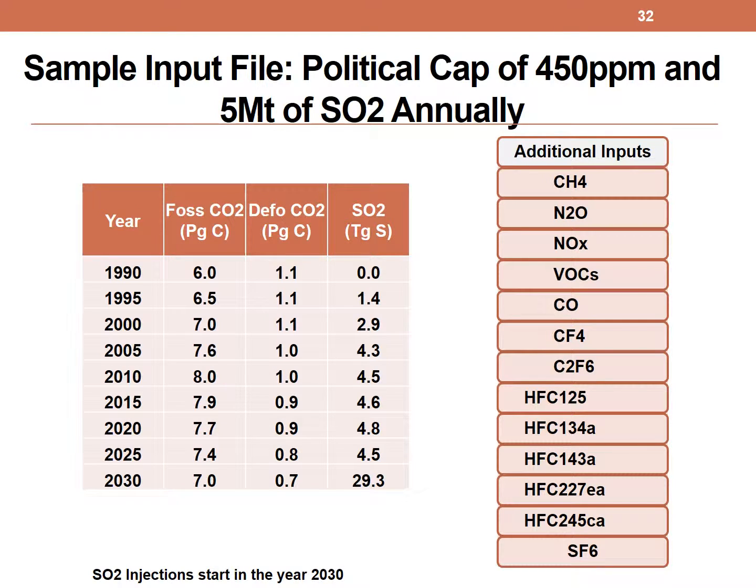Here is a sample input file of a scenario of a political cap on CO2 emissions of 450 parts per million and the injections of 5 million tons of sulfur dioxide annually. The implementation would start in the year 2030, which is why you can see the big jump in sulfur dioxide from 4.5 to 29.3. The additional inputs that were not manipulated are seen on the right side of the screen, and these remain the same, unlike the sulfur dioxide amount as well as the fossil fuel CO2 count and the deforestation CO2 count.